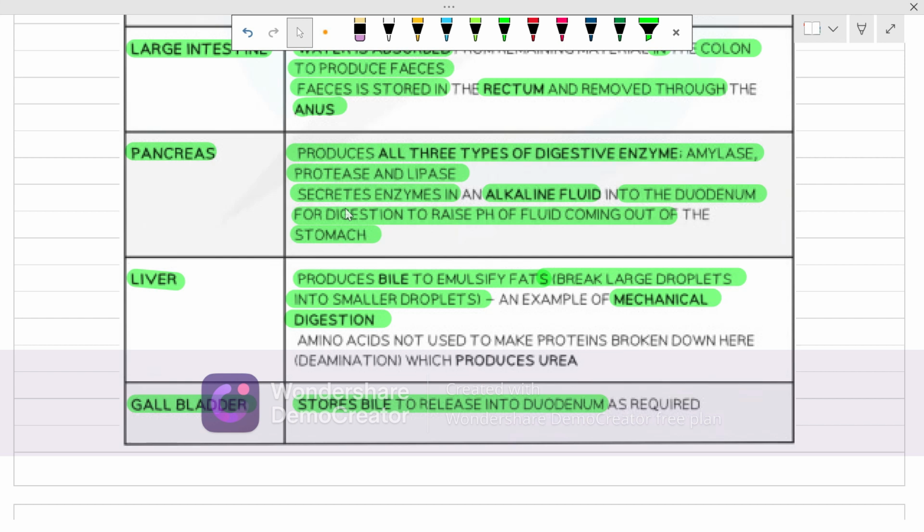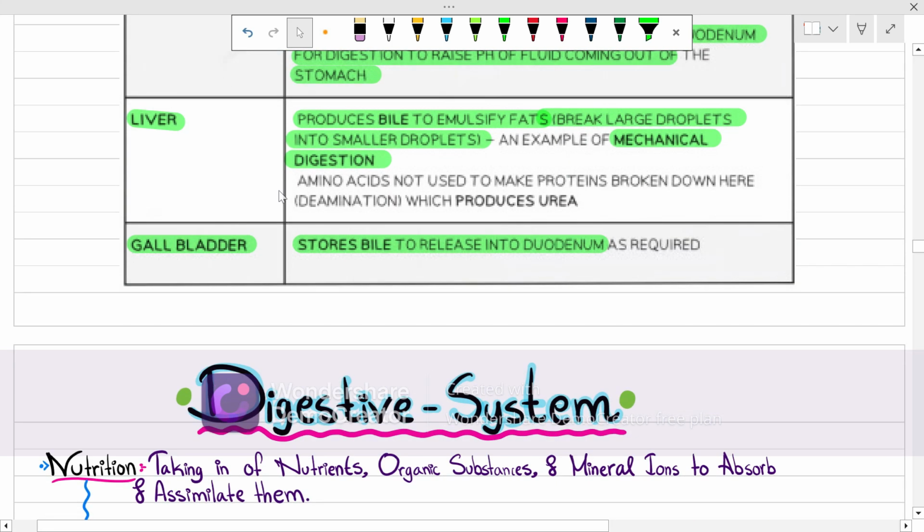Liver produces bile. Bile emulsifies fats. It breaks large fat droplets into smaller fat droplets. This is an example of mechanical digestion. Gallbladder stores bile to release it into the duodenum for emulsification of fats.